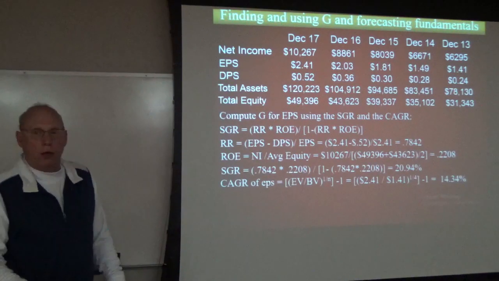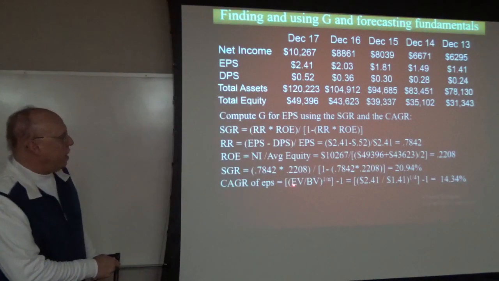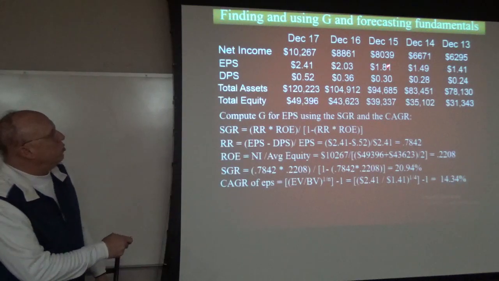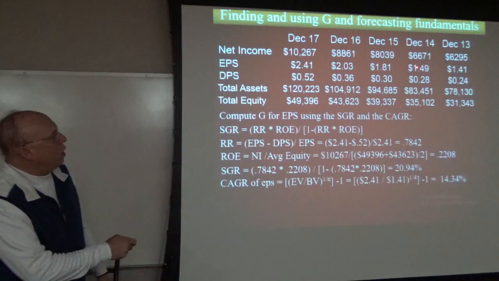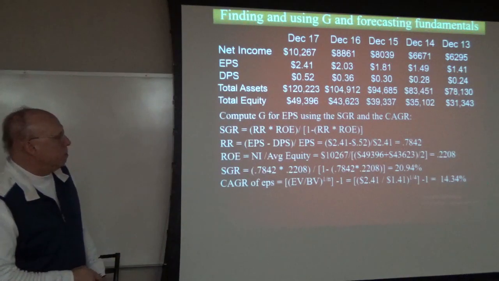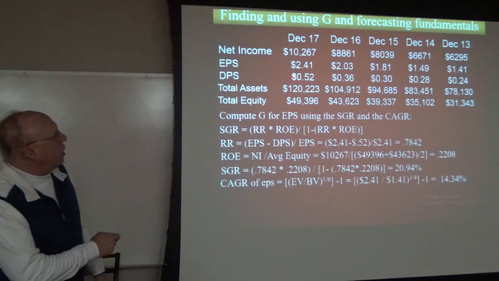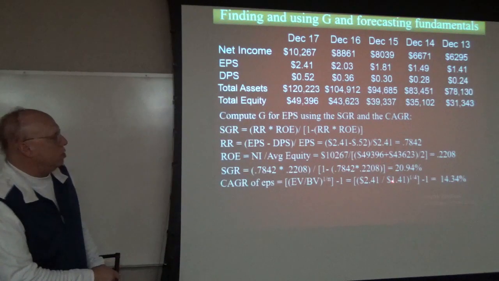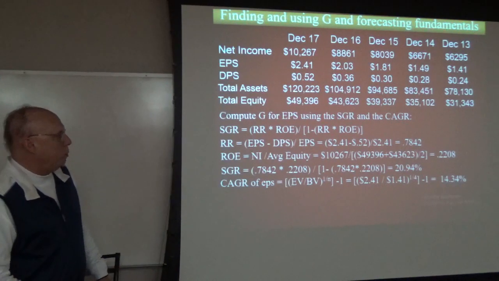Now we're going to do CAGR. We're going to compute another type of growth rate, and here is the formula that we've used. Ending value divided by beginning value raised to the 1 over n, minus 1, and n is 1, 2, 3, 4, 5 minus 1, which is 4. So that would be 1, 2, 3, 4. Okay, so n is going to be 1 over 4 here. So we have ending value $2.41 divided by beginning value $1.41, and then we raise it to the 1 over 4 and minus 1, and we get 14.34%.